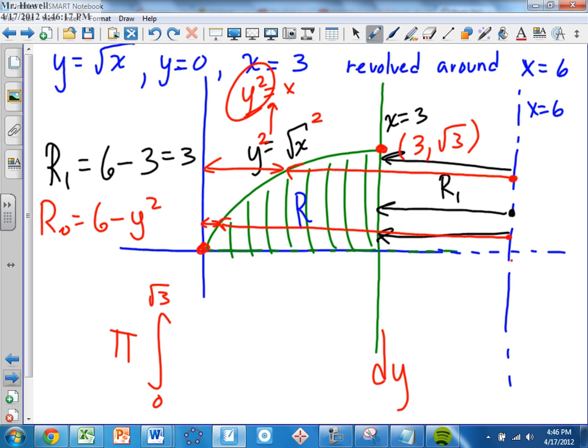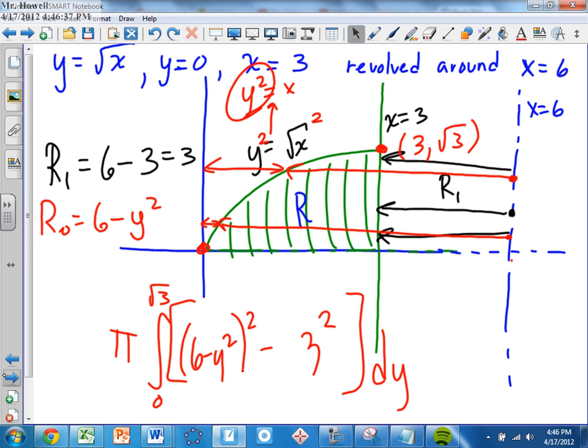Again, remember, when you revolve this way, your limits are your y coordinates, and you have a dy. Now the outer radius, 6 minus y squared, quantity squared, minus the inner radius squared, dy. Again, it's the same every time, it hasn't changed. It's always outer radius squared minus inner radius squared. The inner radius happens to be 3, so it's just 3 squared. The outer radius is that 6 minus y squared.